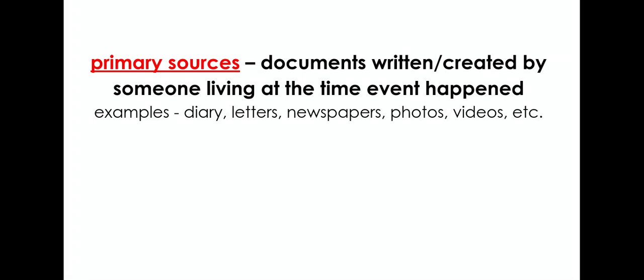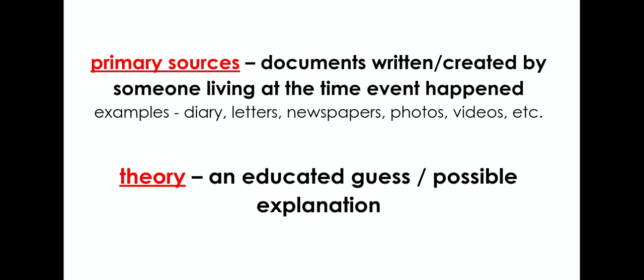All right. And the last word here is theory. Theory, you may have heard from science. A theory is an educated guess or possible explanation based on the available evidence. And we are going to start off talking about a big theory, one of many theories about how people first got to America.